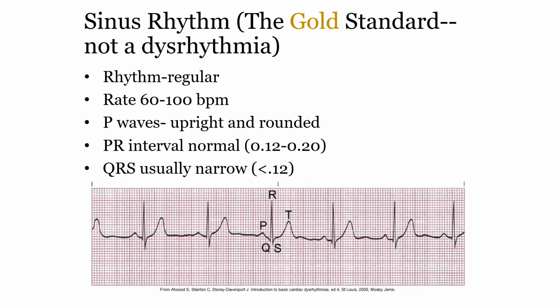And then the QRS complex should be narrow, less than 0.12. That is ventricular contraction. So those are the 5 things we're going to look for in each of our complexes that are identified on our rhythm strip. So let's get started.